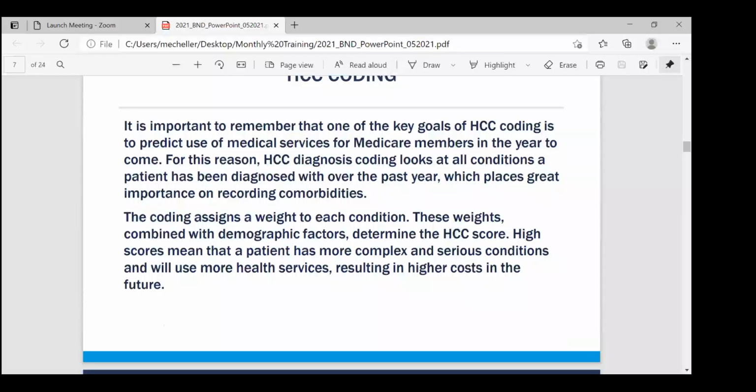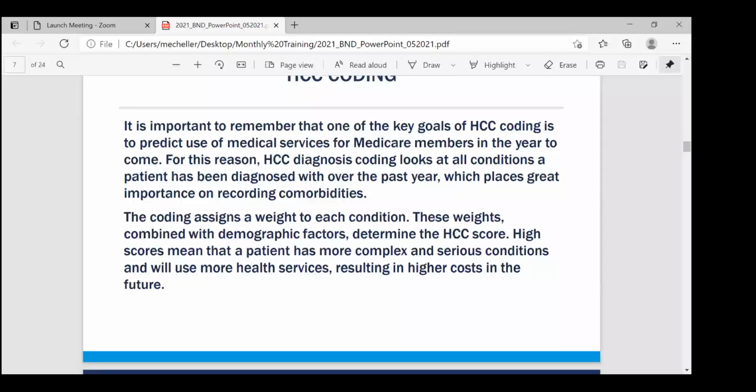So for this reason, HCC diagnoses coding looks at all conditions a patient has been diagnosed with over the past year, which places great importance on recording the comorbidities. The coding assigns a weight to each condition, and these weights combine with the demographics to determine the HCC score. High scores mean that the patient has more complex and serious conditions and will use more health services, resulting in a higher cost.